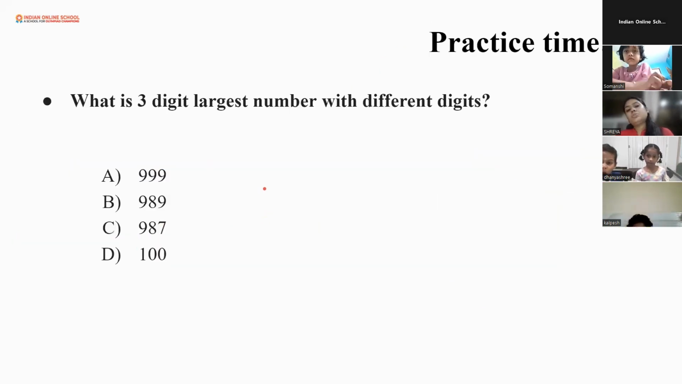So now, students, some practice time. Can you answer one by one? No one will shout, no one will jump. Everyone will get a chance. Understood? So let's start with Somanshi.